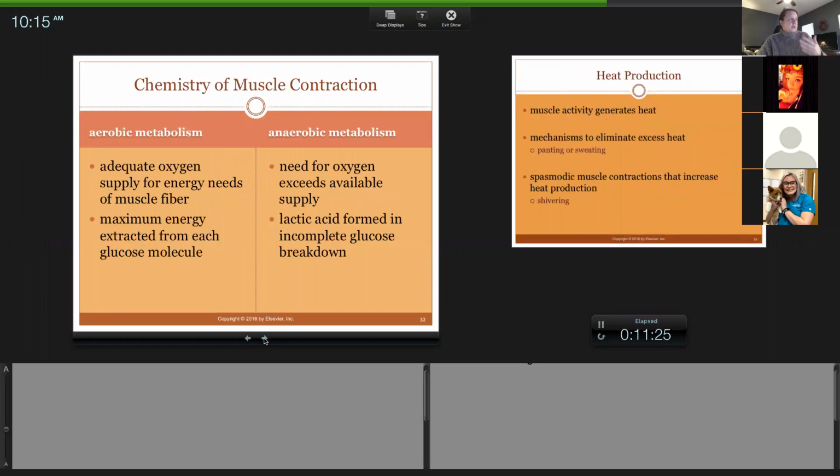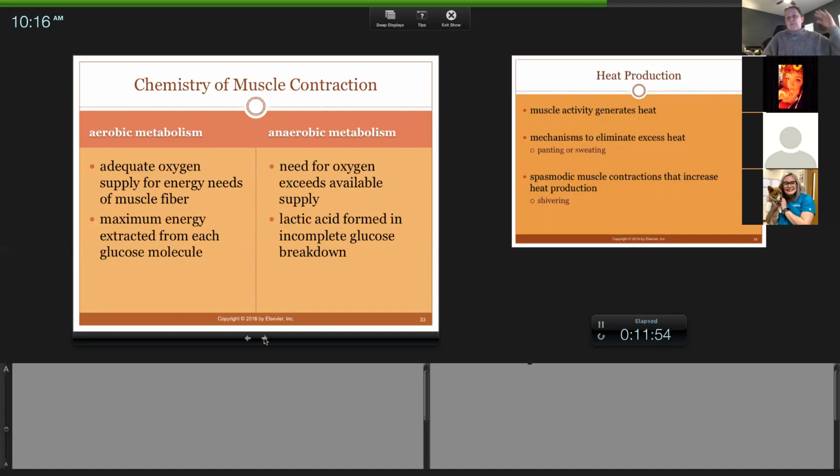What I also just explained is that aerobic metabolism means that the patient has adequate oxygen to meet the needs, and maximum energy can be accessed from the body. Sometimes we get into what's called an anaerobic metabolism. Anaerobic is without oxygen. Think about when you do aerobics, you need oxygen, you have to breathe, okay?